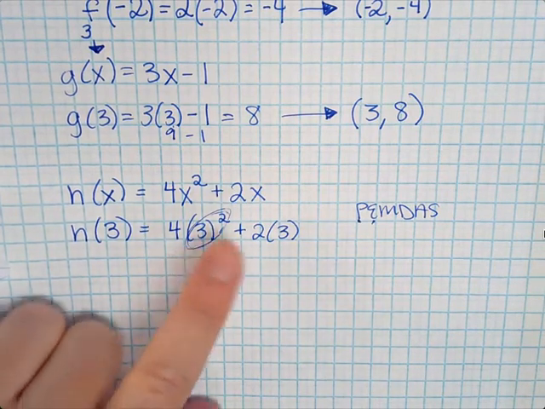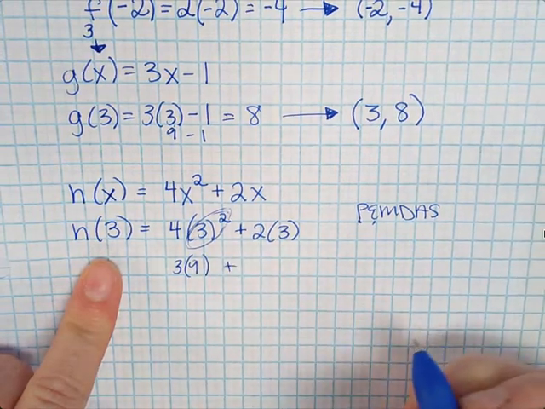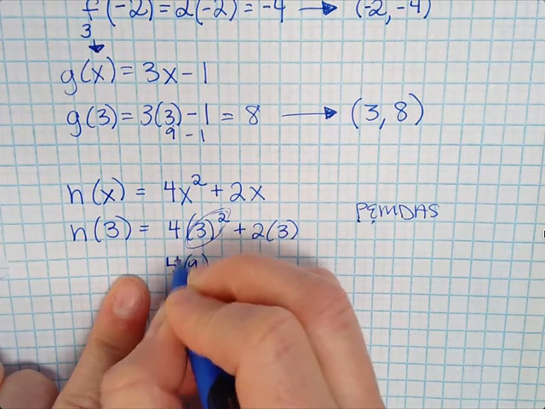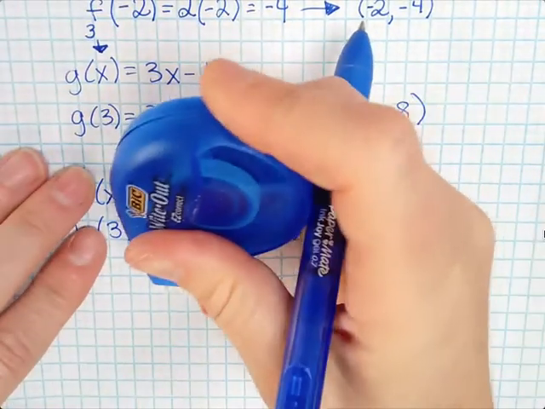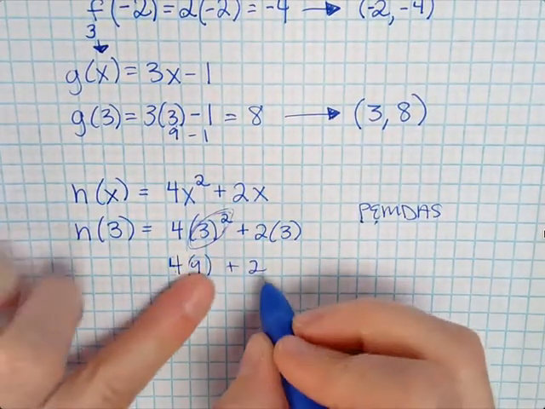So you do 3 squared is 9. So 3 times 9 plus, oh yeah. No, thank you for catching that. So it'd be 4 times 9 plus 2 times 3.